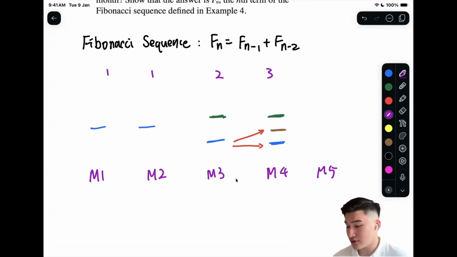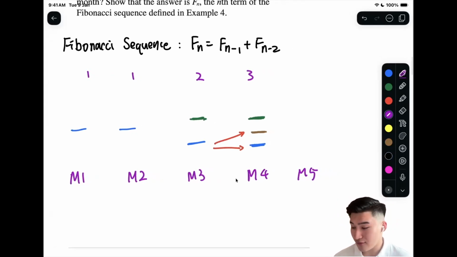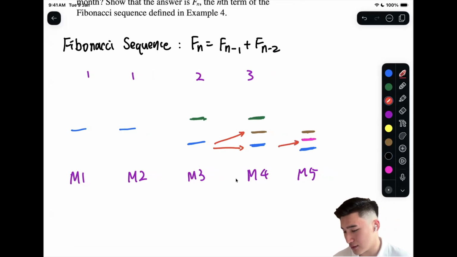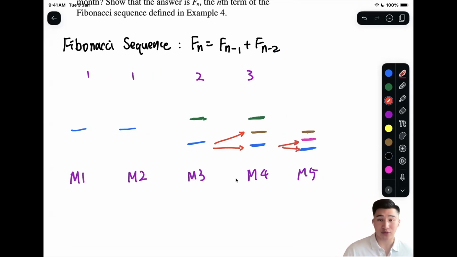And so moving on to month 5, we're going to have the same thing. We have our very original OG pair, and then we have the pair from month 4. And again, the rabbits will reproduce every month, so we're going to add an extra pair, let's say a pink one. And this pink one also comes from the OG one. So we have 1, 2, 3.